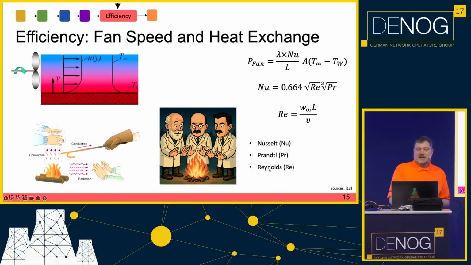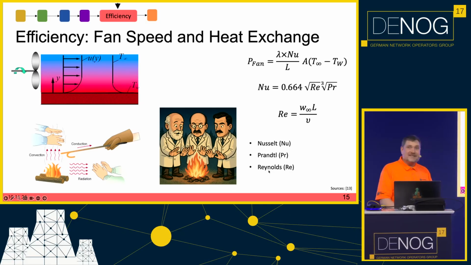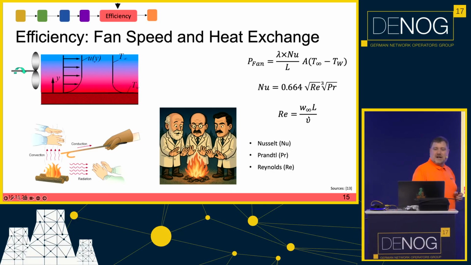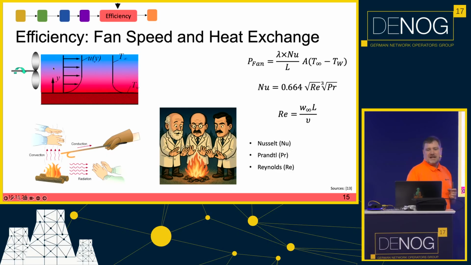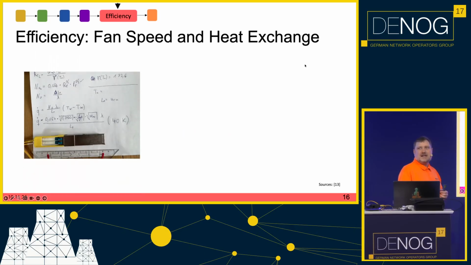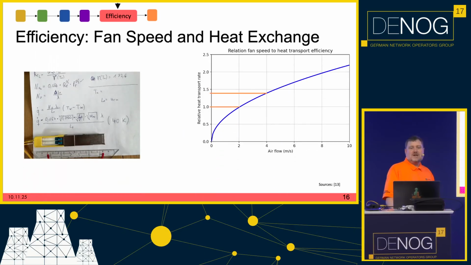Nusselt number, Prandtl number. The most famous one is the Reynolds number. It has nothing to do with that Reynolds, that's a different Reynolds. You calculate this number by multiplying velocity by length. Length is the transceiver size, divided by the kinematic viscosity, which is basically the viscosity of the air. And with that, you can cover the whole fluid mechanics. Then you calculate the Nusselt number. You put everything together and plug into this formula. Here you have heat transfer over your metal plate, difference of temperature, area of the surface. And with that, you can set up the correlation of airflow speed to your heat exchange.